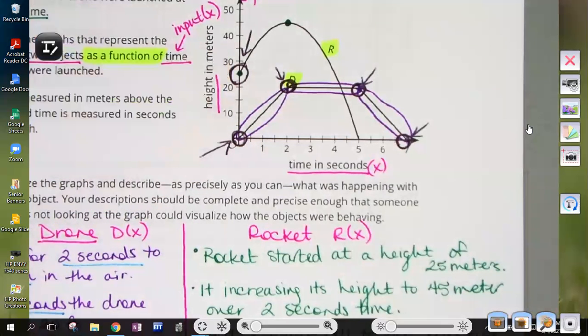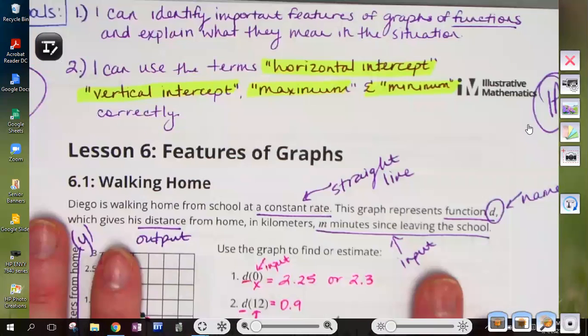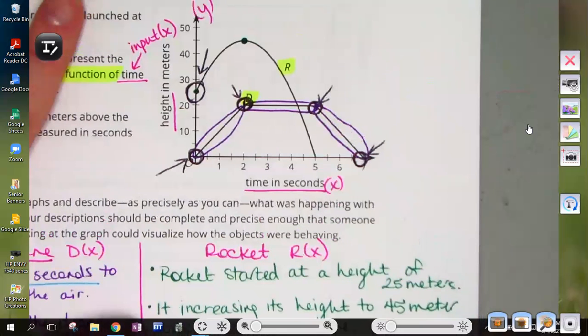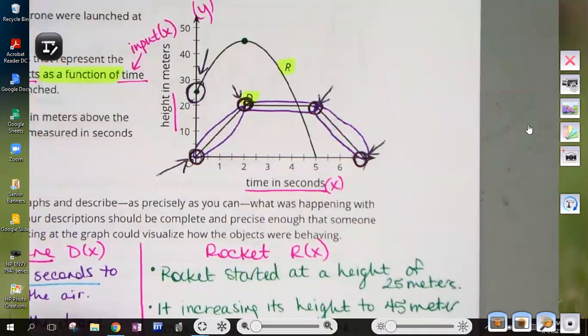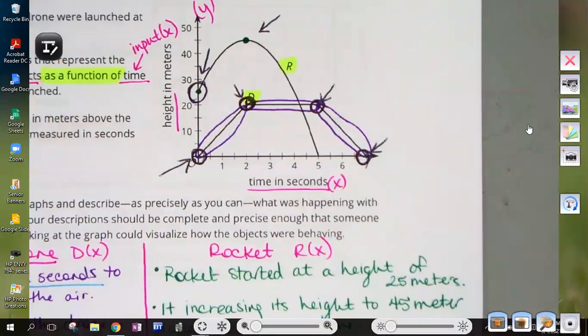It's their y-intercept. Or as our book says, which I don't like this name, but it's the same thing, it's the vertical intercept, okay? Because it's the up and down one. That's what the book uses, vertical intercept instead of y-intercept. It's okay. All right, next important point of that rocket. When it hits the top, okay? What did that point tell us? It's the highest point the rocket was in the air.